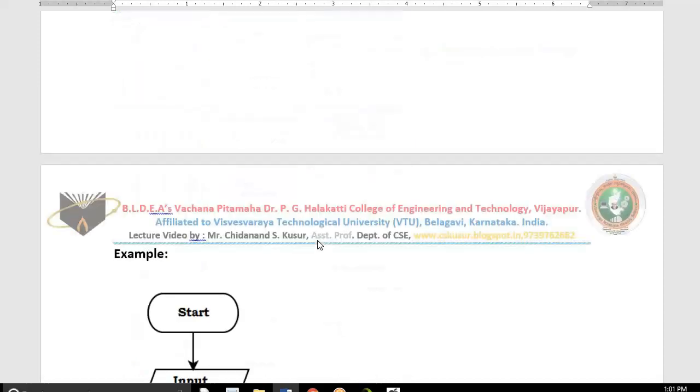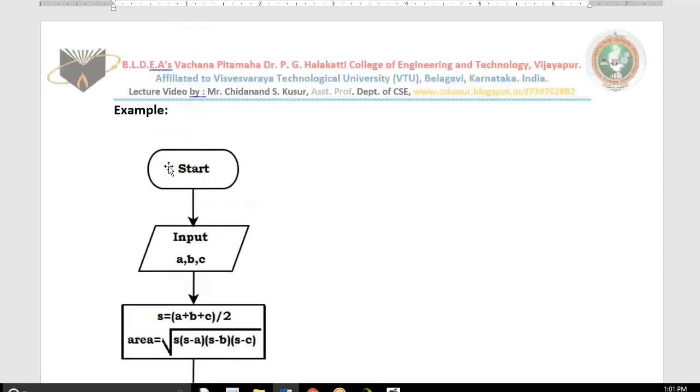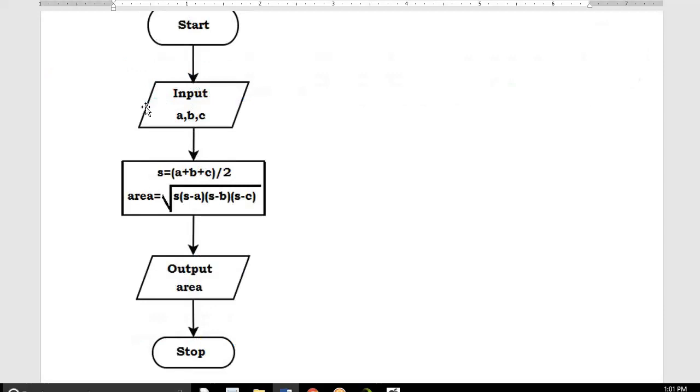You can explain all. Now for this question, let us draw a flowchart. Start, oval or rounded rectangle. Input, parallelogram. Use the word input or read. How many inputs? A, B and C. Processing, rectangle. S equals so and so, area equals so and so. Mathematical expressions on paper we are drawing. Output, parallelogram. Stop. Here my program started, here my program completed.